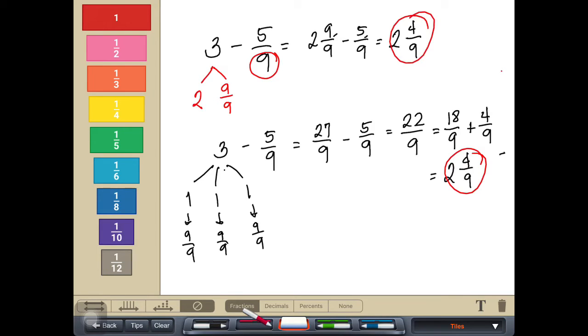So I hope that you find it comfortable to use one of these two methods, but either way, you would get the answer correct. So that's it.